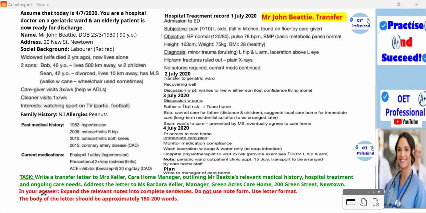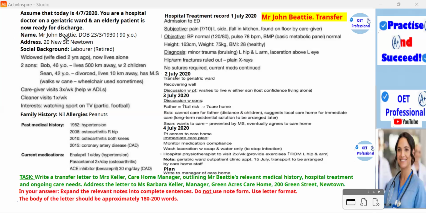As always, you need to expand the relevant notes into complete sentences. Do not use note form, use letter format, and the body of the letter should be approximately 180 to 200 words. Assume that today is the 4th of July 2020. You are a hospital doctor on a geriatric ward and an elderly patient is now ready for discharge.